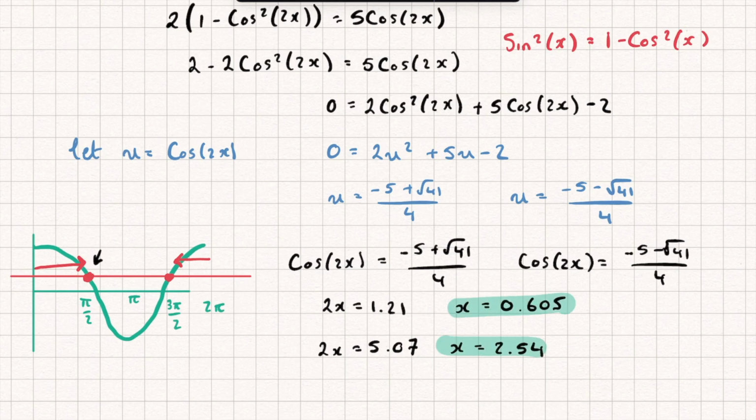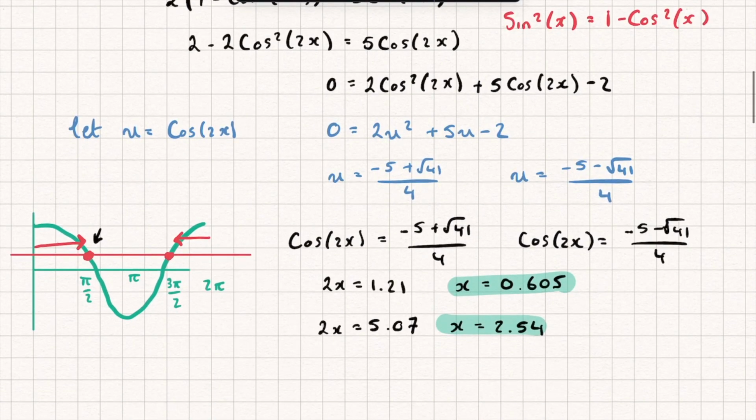But let's just check to see if there are any more, and we do this by adding or subtracting the period of the graph. So we're solving cos of 2x, and what this 2 does is stretch the graph scale factor 1 over 2 parallel to the x-axis, so it makes it half as long. And so the period of the graph was 360 or 2 pi radians, so the new period is half of that, so it's just pi. So I'm going to add and subtract pi to both of these solutions and see if there are any more.